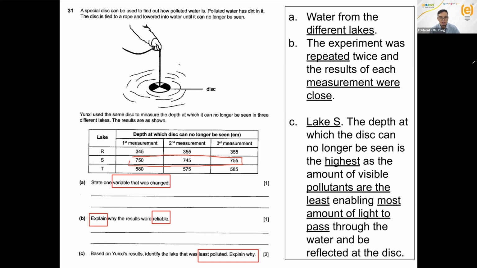So likewise here also, right, the answer is S. Why? Because the depth at which the disc can no longer be seen is the highest. Okay, as the amount of visible pollutants is the least. So least pollutants means that you can see from the furthest distance. So it means that the most amount of light can pass through the water and be reflected at the disc. Okay, so you need to bring in the concept of reflection and light being able to pass through water. Okay.